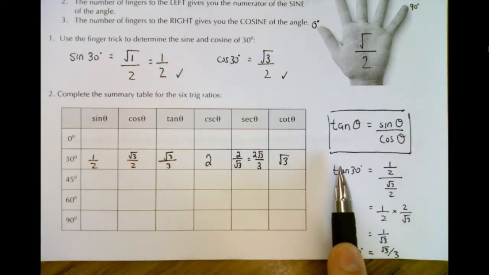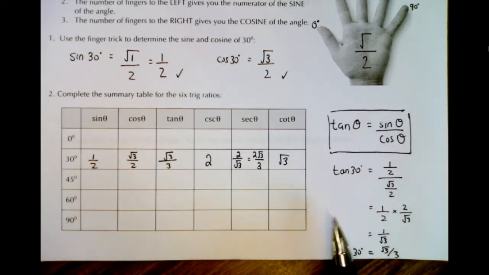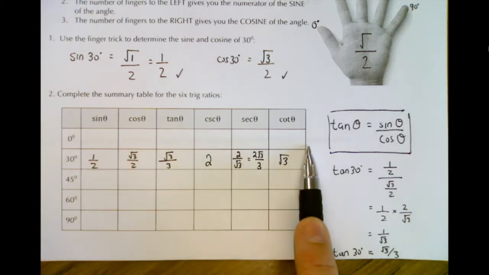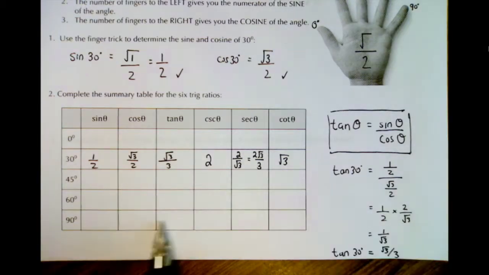I want you to figure out the exact values for 0, 45, 60, and 90. Zero, you'll use your calculator. 45 and 60, you'll either use the hand trick or you'll use the special triangles. And 90, you'll use your calculator. So try to complete that table on your own, and then make sure to watch part 2 of our lesson.